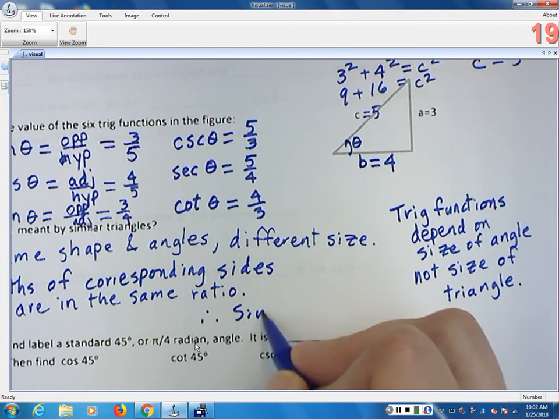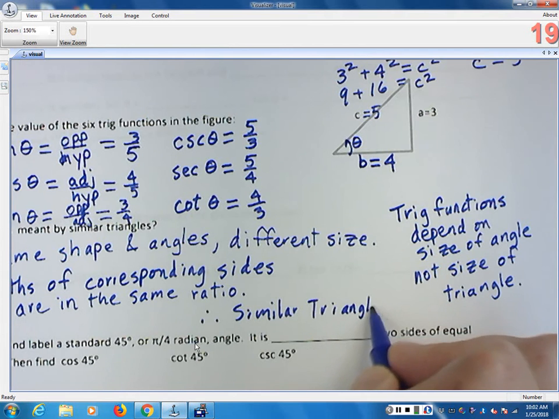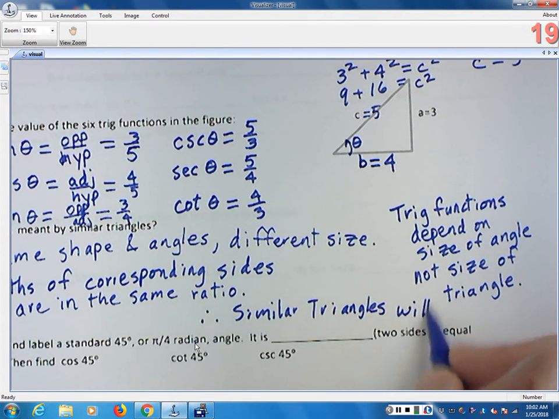Therefore, similar triangles will have the same values for the 6 trig functions.